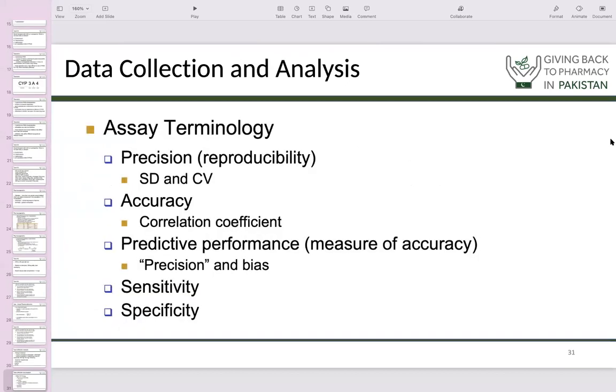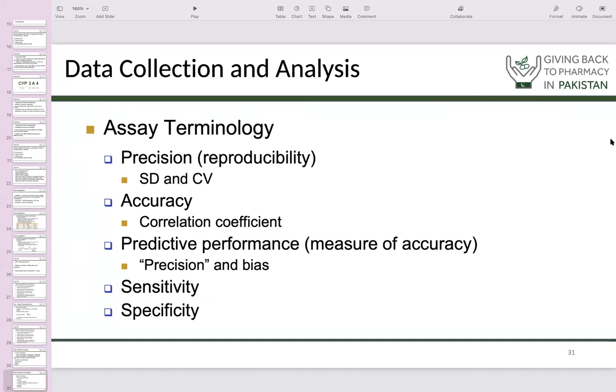Assay terminologies. There are some assay terminologies which are used, and this is very relevant to our exam. There can come a question from this. There is precision, which is reproducibility, standard deviation versus coefficient of variance. Precision is like if you do the same test 100 times, it will give you the same result, reproducible, with an acceptable margin of error of plus minus 5%. Accuracy and predictive performance, by which you can predict the performance of the measure. Sensitivity: you have heard a lot, this test is sensitive but not specific, this test is specific but not sensitive.